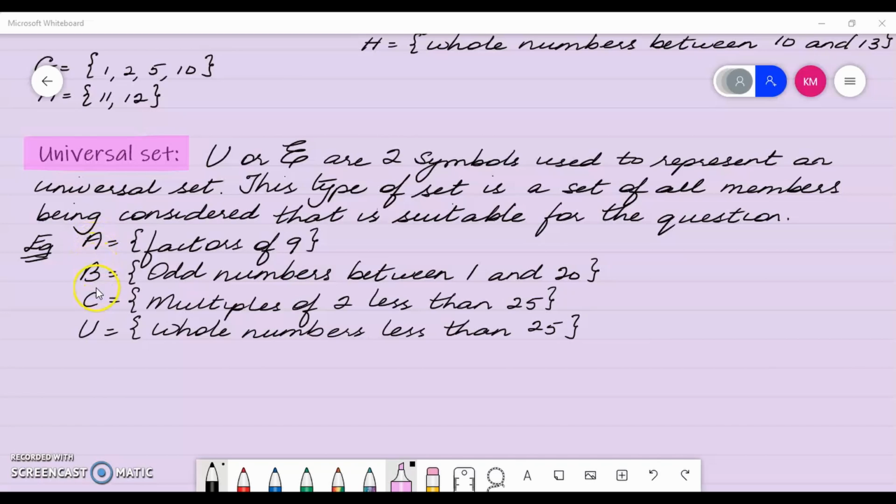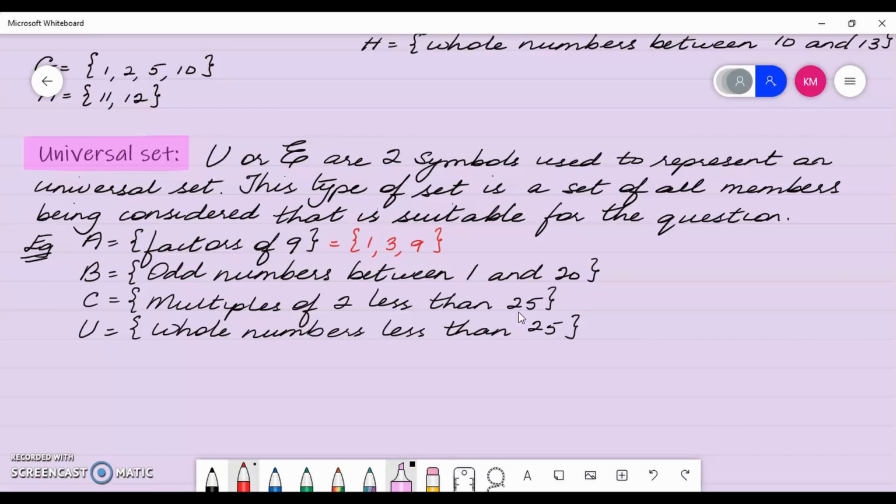So let's take three sets, A, B, and C. A, which is the factors of 9, B, odd numbers between 1 and 20, and C, multiples of 2 less than 25. Now on the side here, I am going to write out what those elements are. So factors of 9: 1, 3, and 9.